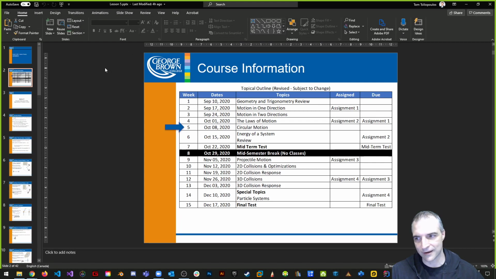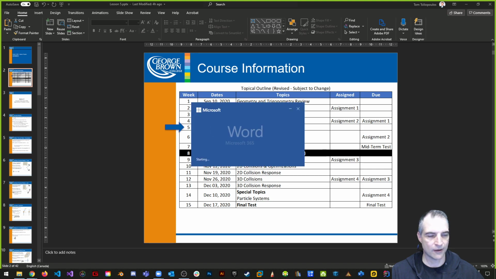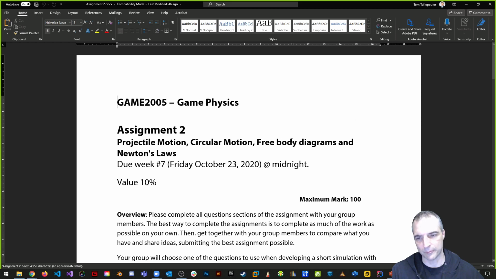So we're going to talk about the circular motion today, but first, what I really want to talk about, like I said, is the assignment 2 details. So let's get in there. So the assignment 2 details have been posted for you to see. They are in PDF format up on Blackboard. This assignment is due on week 7. That's Friday, October 23rd at midnight, and it's worth 10% of your final grade.